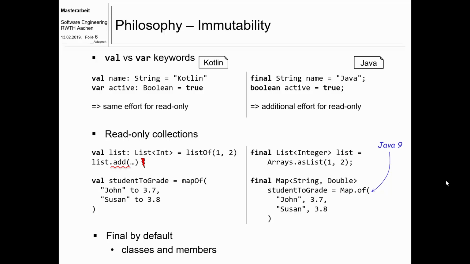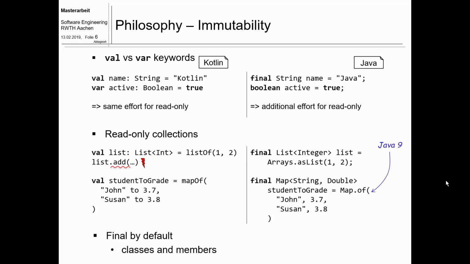Now, the last point I want to mention here regarding immutability is that classes and members in Kotlin are final by default. So when you declare a class, for instance, you cannot create a subclass of it unless you explicitly declare that class as being open. So here Kotlin goes the opposite way than Java, because in Java everything's open by default and you have to explicitly add the final keyword to make it final.